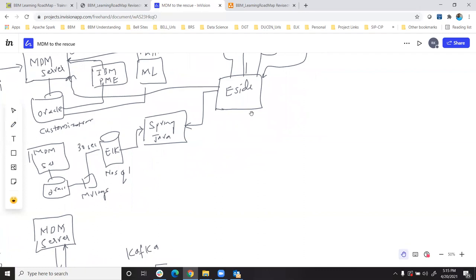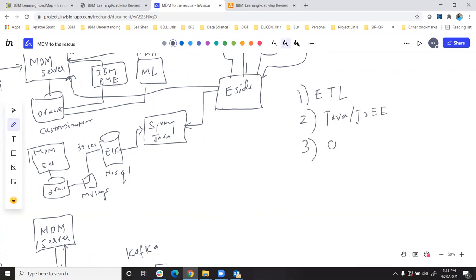I'll list the technologies. You all will be part of a certain technology group, but you are more than welcome to learn all the technologies, because that is how you become enterprise experts. You can take up larger roles like BAs, designers, architects when you know all these technologies. We started with ETL, and then Java J2EE, because the MDM product is built on that. And then Oracle SQL, and then Python, ML.